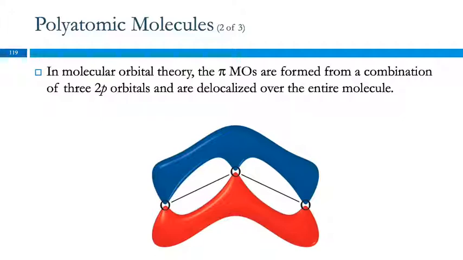In molecular orbital theory, we can spread that orbital over the entire molecule. We can take one bond and spread it throughout the entire molecule. So this is a pi bond that's delocalized over the entire molecule.